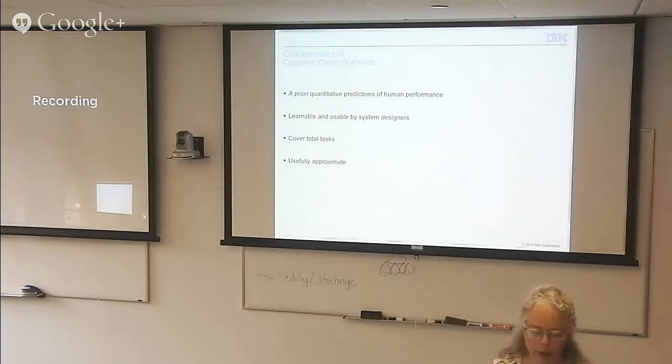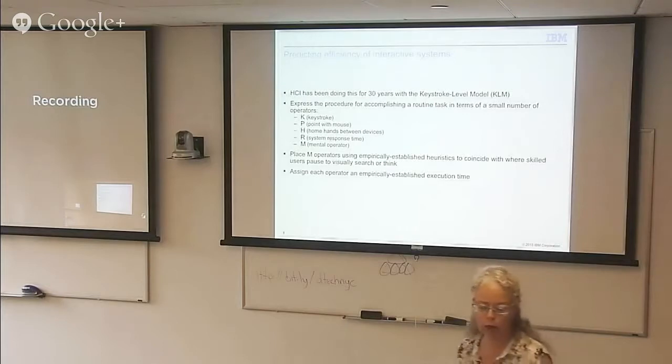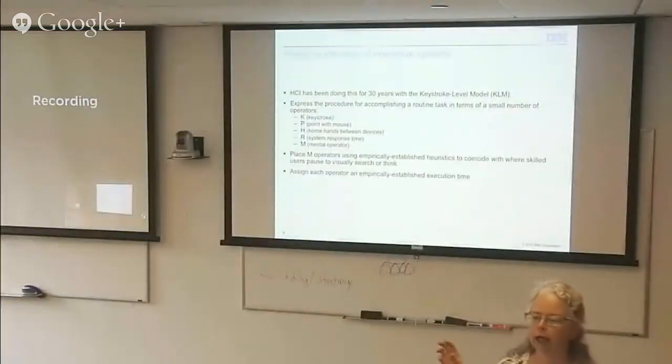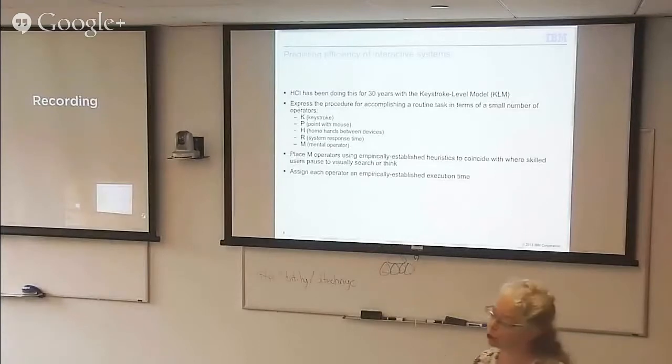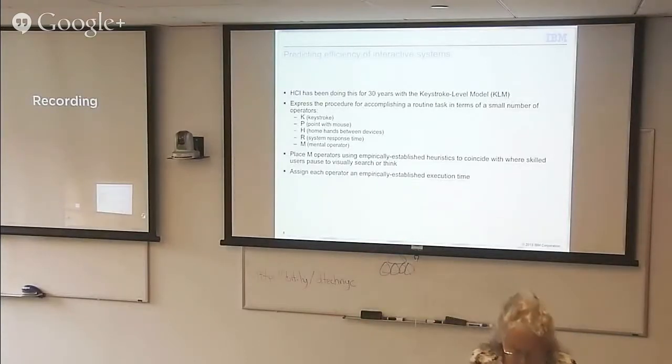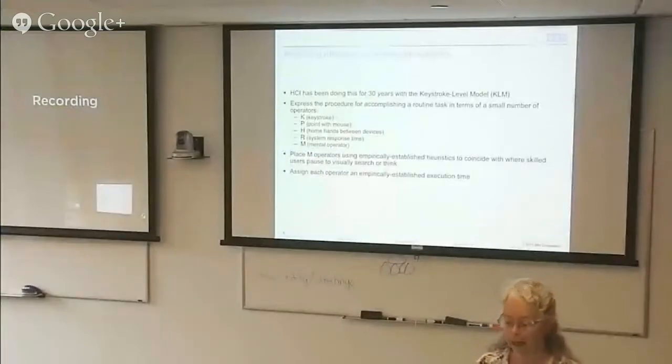So what can we do? Right now, we can predict the efficiency of interactive systems to within about 10% of the truth. We have been doing this in the field for 30 years. It's called the keystroke level model. It was in that book, Human Computer Interaction. Basically the procedure is to express what someone would have to do to accomplish a task that they know how to do. They're not problem solving. They know how to do it.